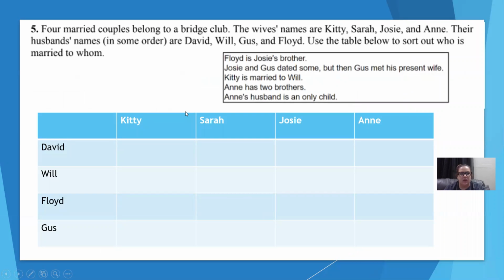Oh, this was fun. So it's just the process of trying to find something, eliminating things. So you have 4 married couples belong to a bridge club. The wives' names are Kitty, Sarah, Josie, and Anne. The husbands' names are David, Will, Gus, and Floyd. Use the table below to sort out who is married to whom.